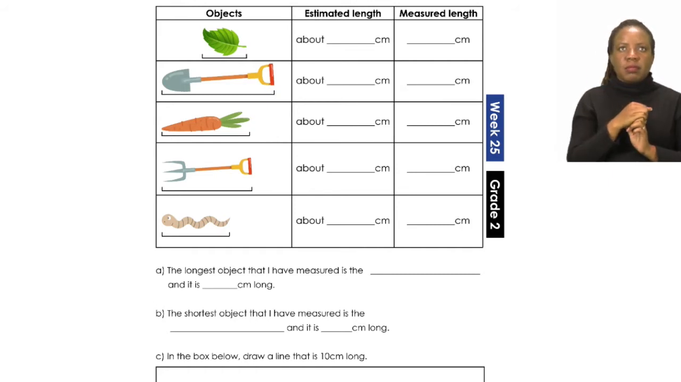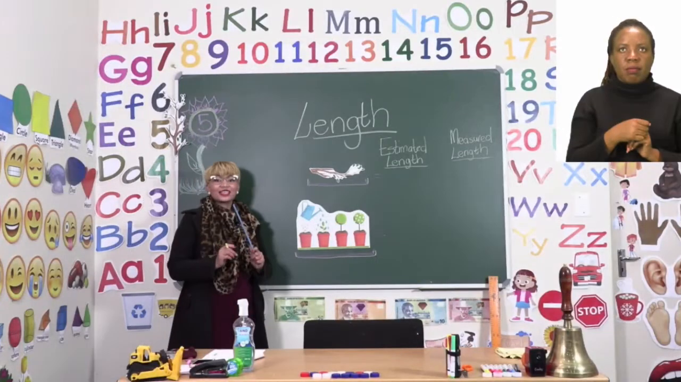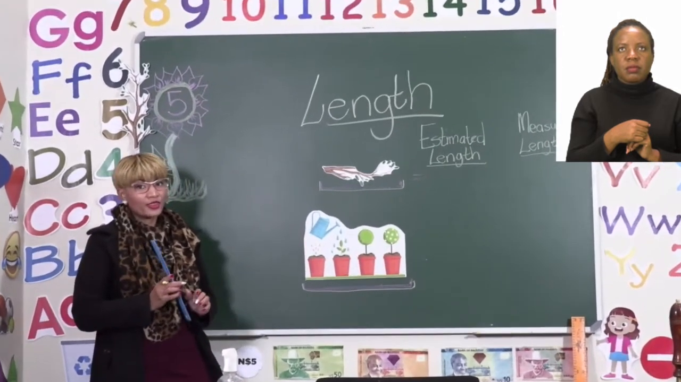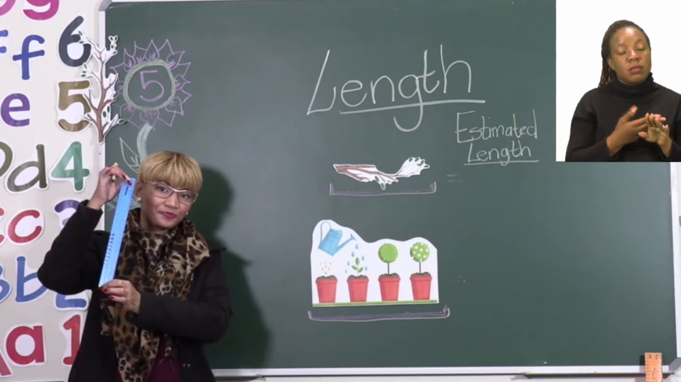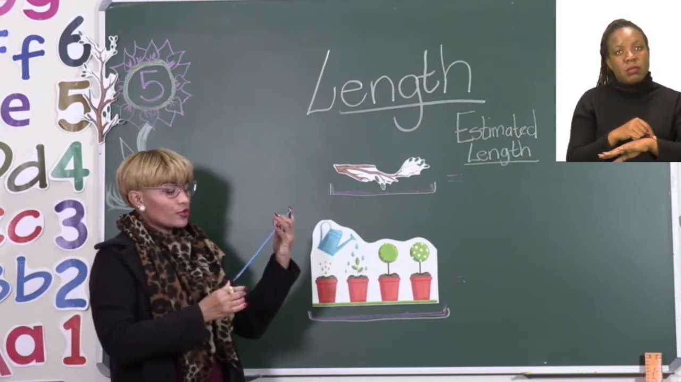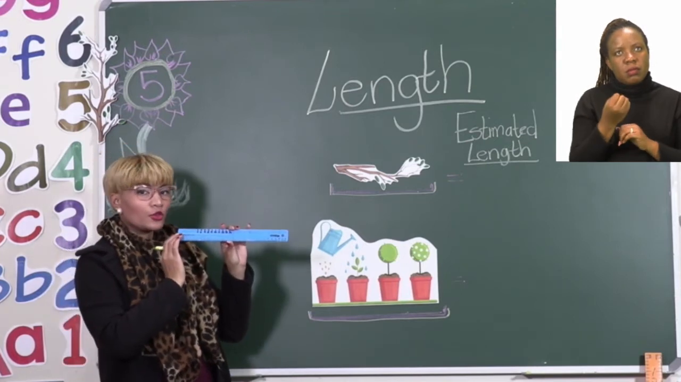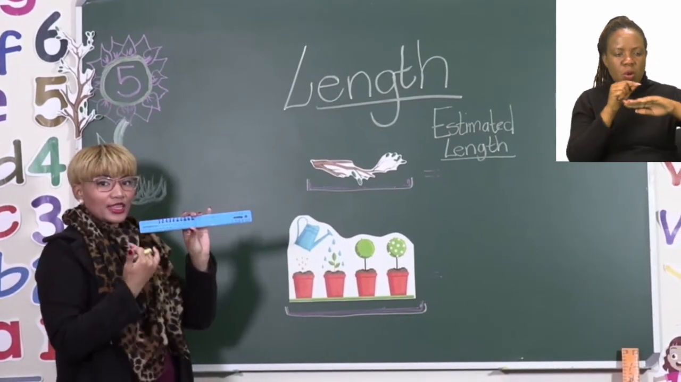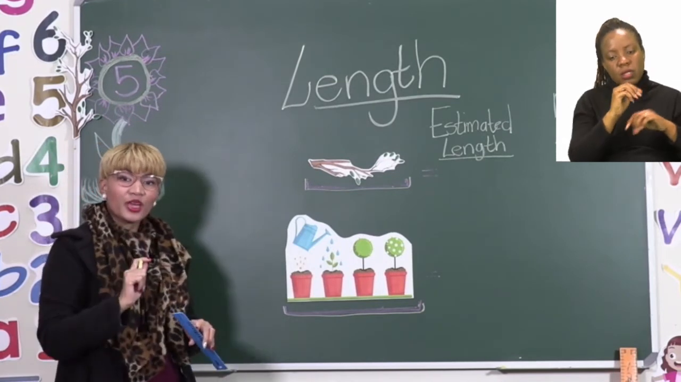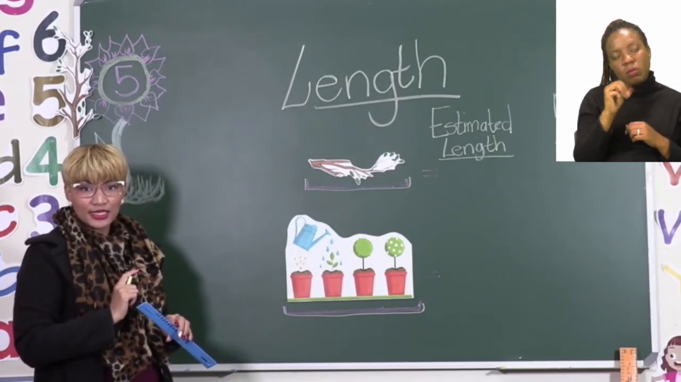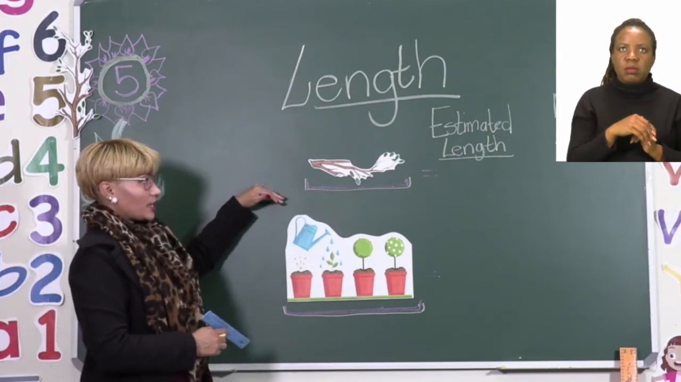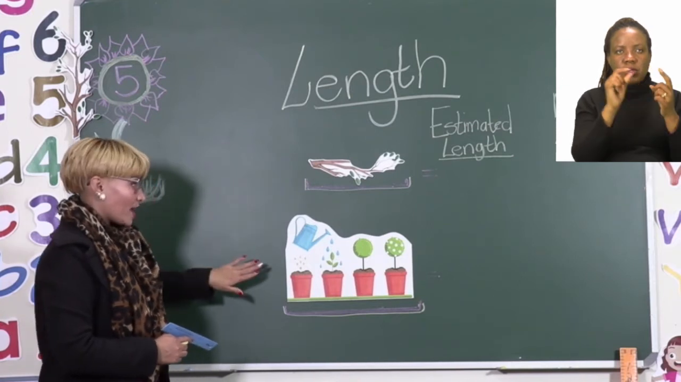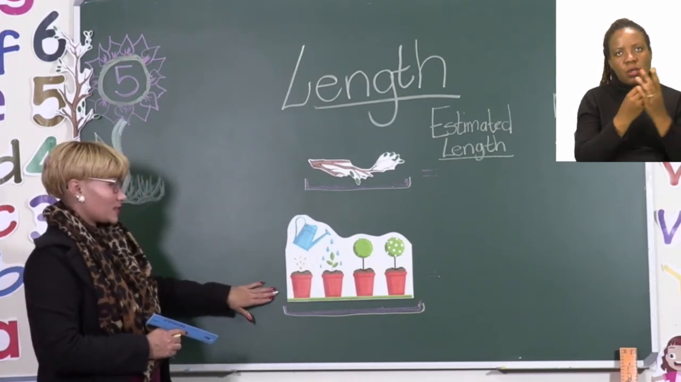Now, I have two examples for you on the board that we are going to do together, and this is exactly what you are going to do with the rest of the objects. First, you will see I have a ruler, and on your ruler you will see on the one side you measure centimeters and on the other side millimeters. We have to measure in centimeters. So I have two objects on the board. The first object is a branch. Then we have some pot plants, right?